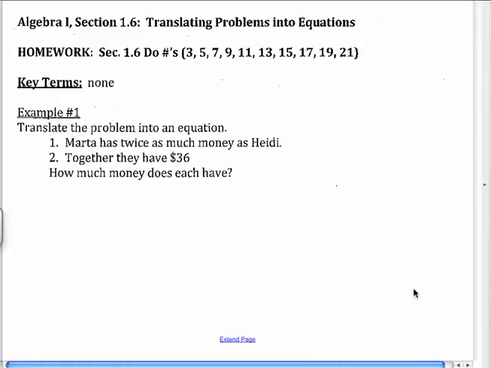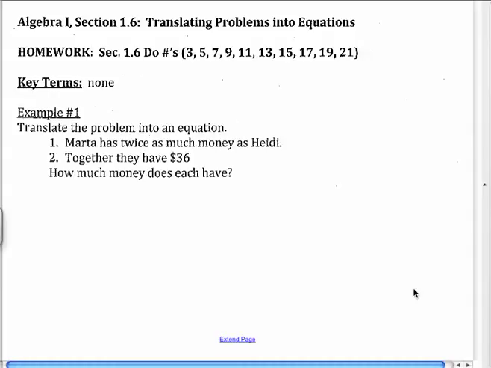Okay, gentlemen, we have done the last couple of sections. We've been doing two things. The first, we started with translating a verbal model into an expression, just 4x plus 7 or something like that. Then we took a sentence and translated it into an equation. So we had an expression equaling an expression.